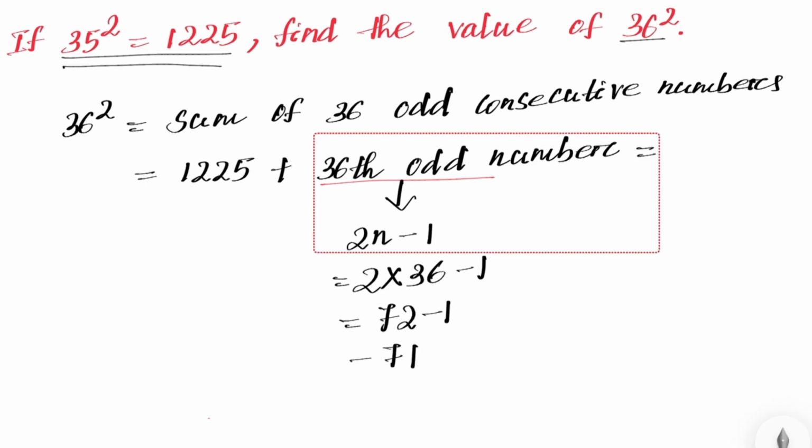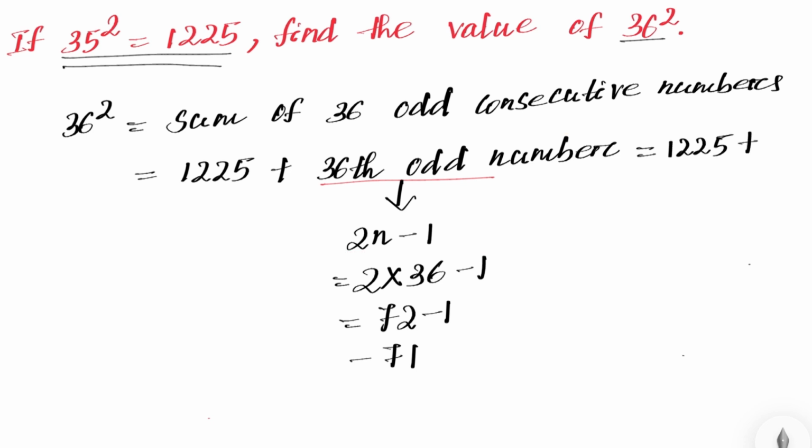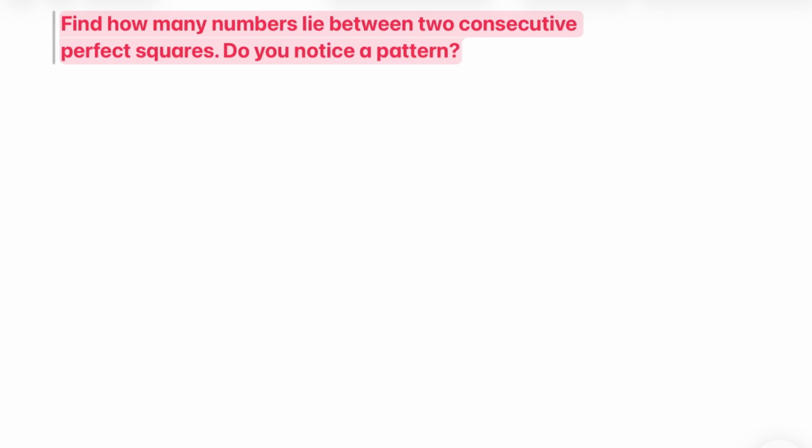Now 36 square is 1225 plus the 36th odd number, which is 71. And if we solve this, we'll get 1296. So 36 square equals 1296.